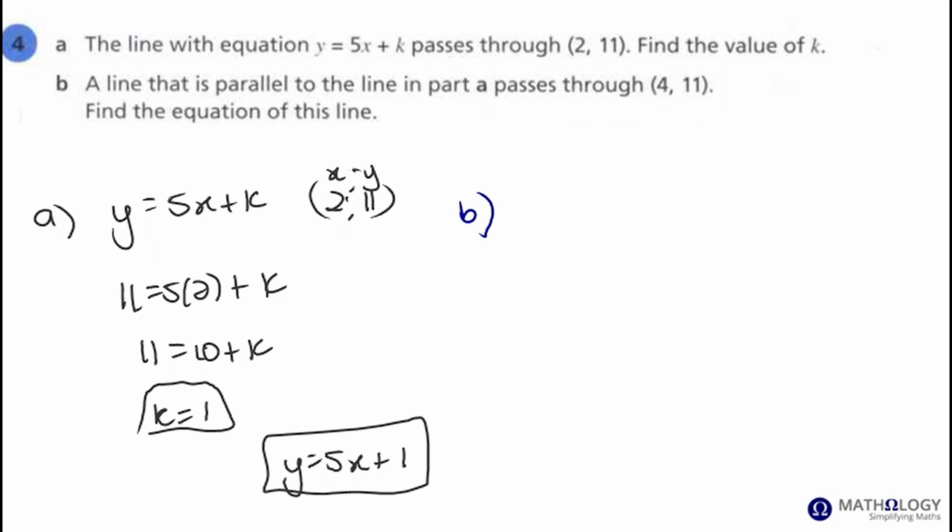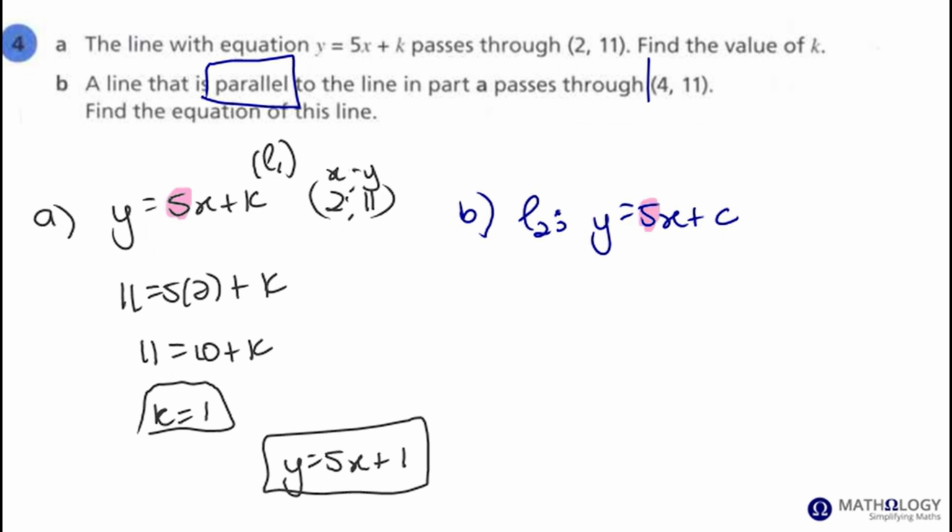B, a line that is parallel to the line in part A. We'll call this line 1 so we can refer to it. A line that is parallel to line 1 passes through (4, 11). Find the equation of this line. For line 2, it's parallel, which means the gradient is the same. The gradient of line 1 is 5, so the gradient of line 2 is also 5. So y equals 5x plus c.